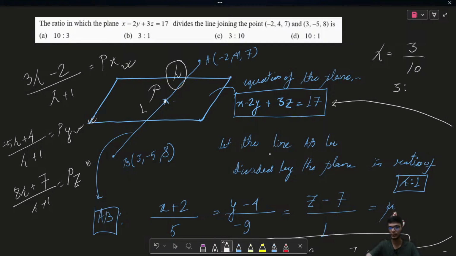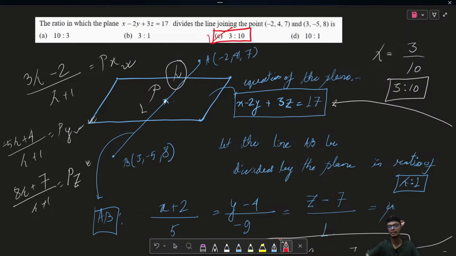Therefore the ratio would be simply equal to 3 is to 10, right? Because for a ratio we do not give it like 3 by 10 is to 1. It's not like that, right? So it has to be established as 3 is to 10. So with this, the final answer to this question is going to be option C.